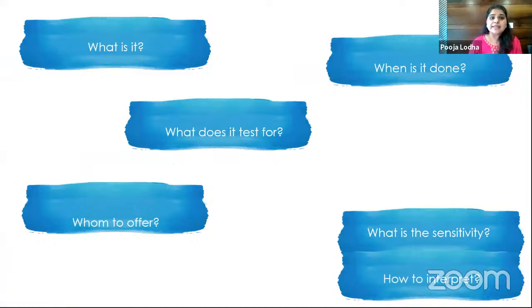It is a blood test in the mother. What does it test for? It tests for the common chromosomal conditions: trisomy 21, Down syndrome, trisomy 18, Edwards syndrome, and trisomy 13, Patau syndrome. When is it done? It can be done between 10 weeks and 13 weeks 6 days. Yes, it can be done even at 10 weeks. Whom to offer? To everybody.